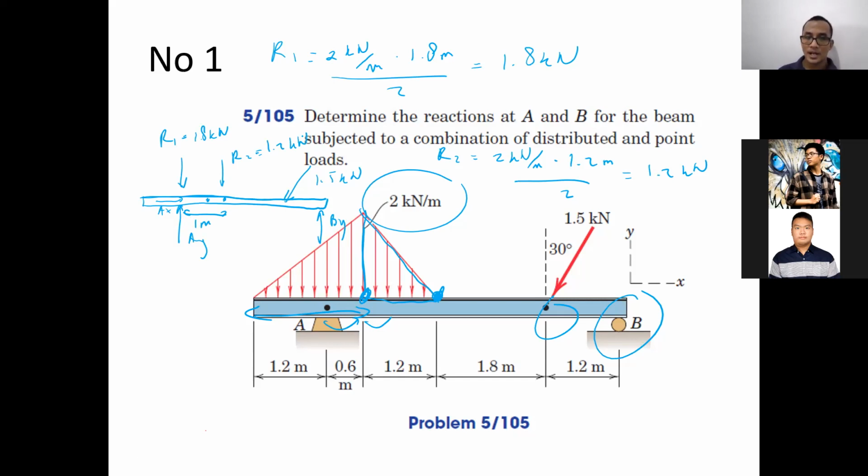Using this particular free body diagram, we will be able to solve for Ax, Ay, and By using sigma Fx, sigma Fy, and sigma moment equals 0. Okay, I believe number one is supposed to be clear enough, right? Any question for number one?